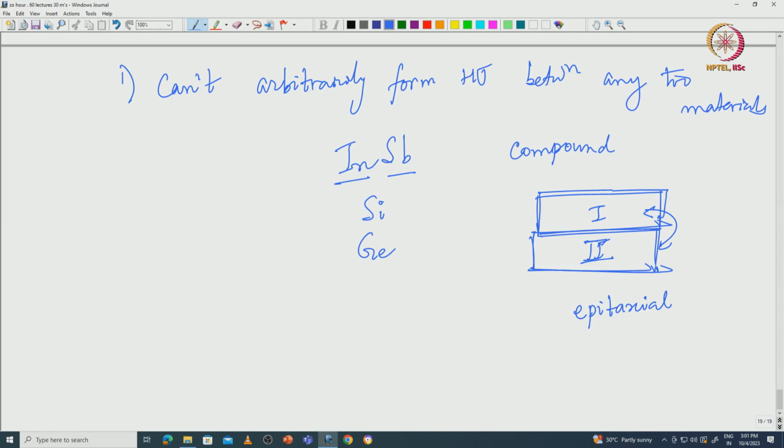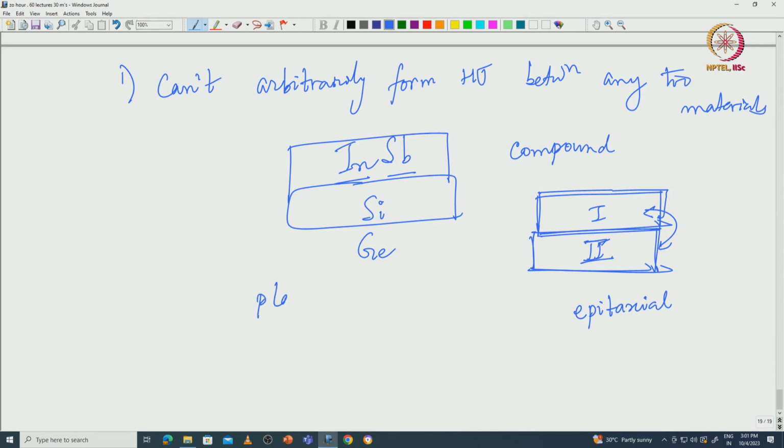They have to be of the same crystal structure or crystal family, and they should be able to mimic the structure below, the structure of the substrate below. Which means if you have a silicon wafer, you cannot arbitrarily grow indium antimonide on top of silicon. It will not grow. It will not grow uniformly, it will not grow planar, it could be islands, it could be hillocks, it will not be a planar uniform film.